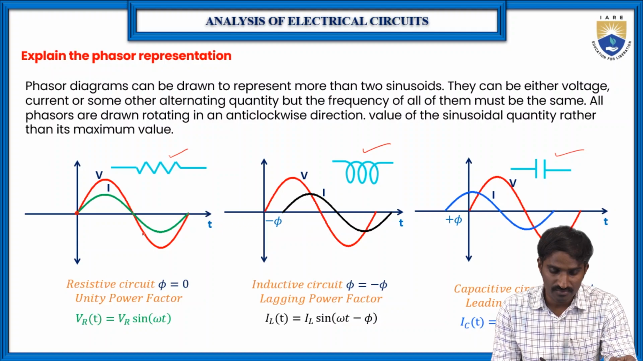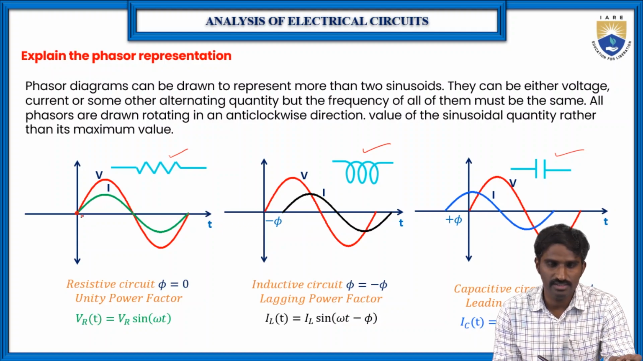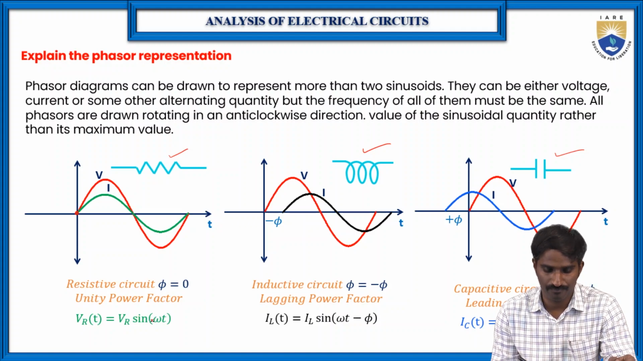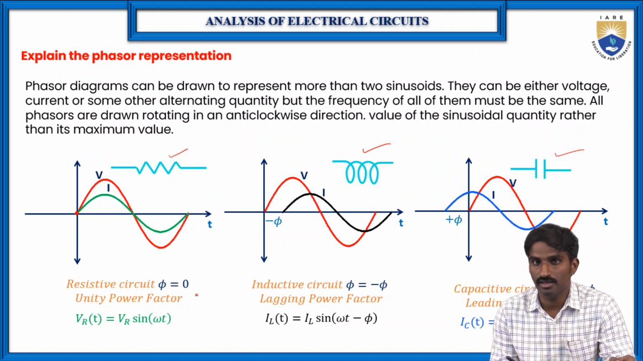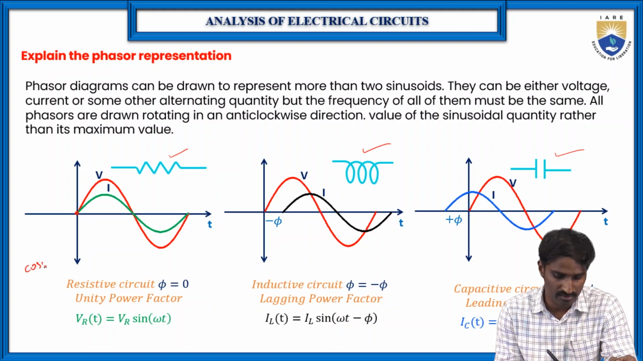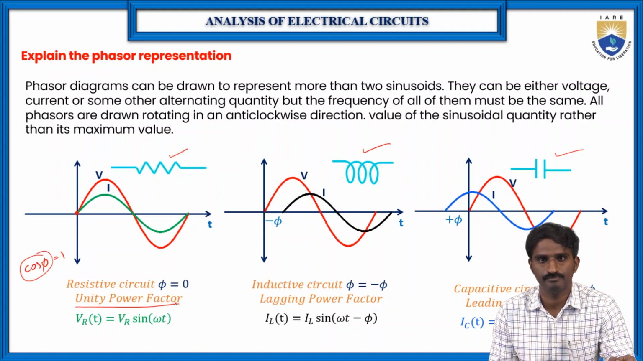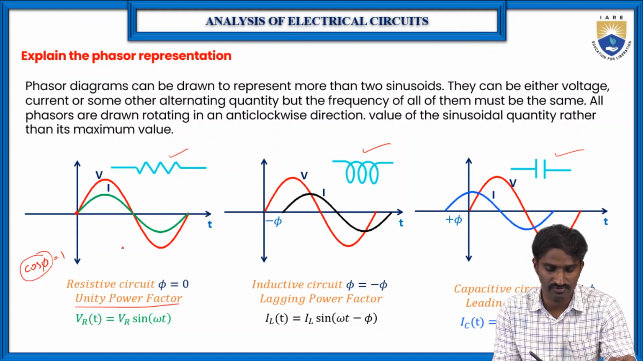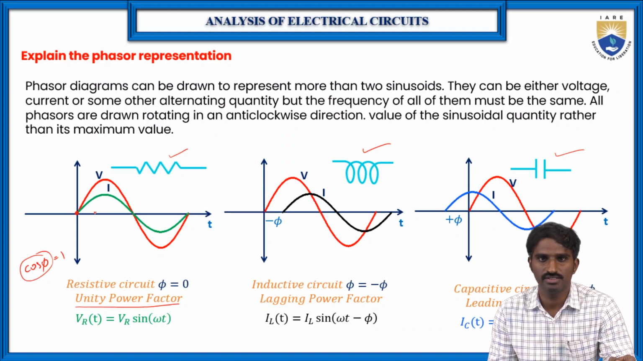So when the load is pure resistive, the phase difference between the voltage and current is 0. That's why Vm sin omega t and Im sin omega t are both at 0. In other words we can say it is unity power factor, because here phi is 0. The power factor is nothing but cos phi, so cos 0 is equal to 1. So cos phi is the power factor, and that's why we can say it is a unity power factor, because the cos phi value is 1, as the phase difference between these two quantities is 0.